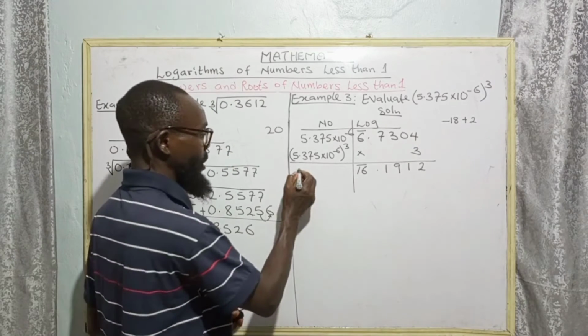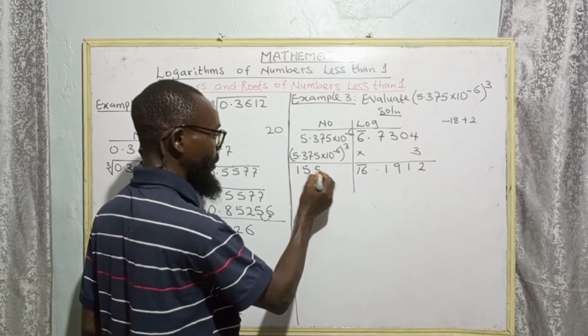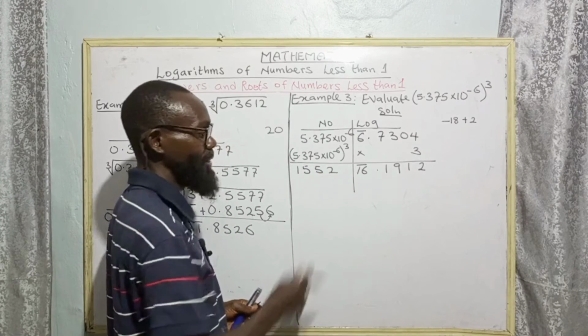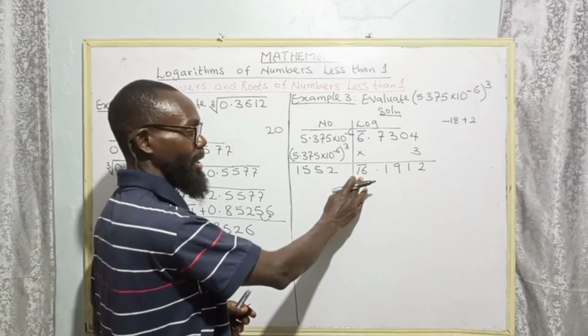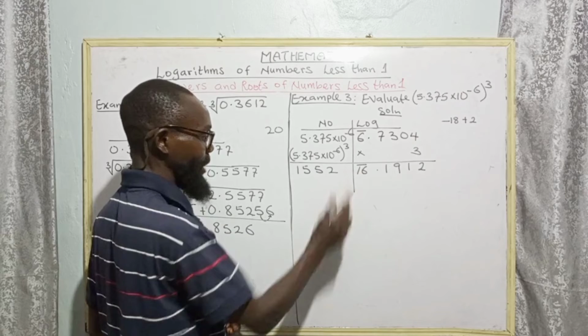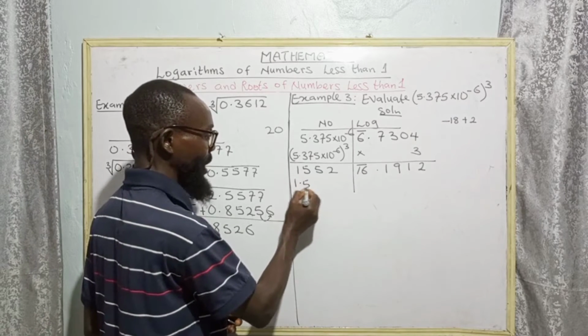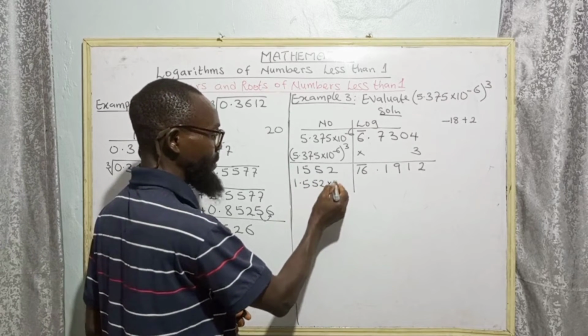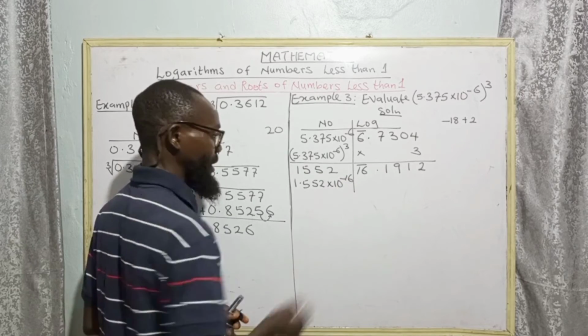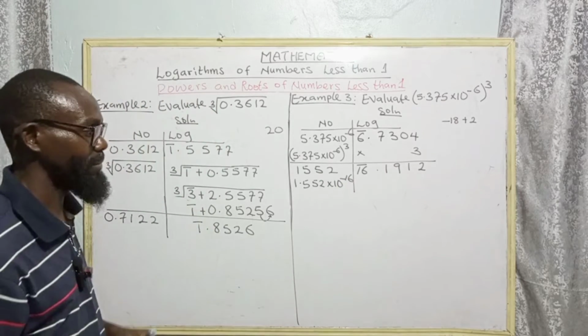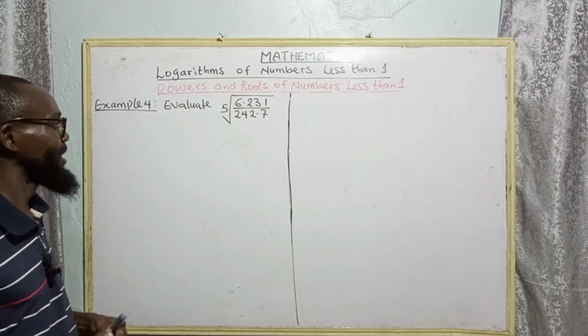Then we look for our final answer by checking our anti-logarithm 19 under 1 difference 2. We have 1552. Finally, we have to put our bar 16. It will now be 1.552 times 10 raised to the power minus 16. So this is it.